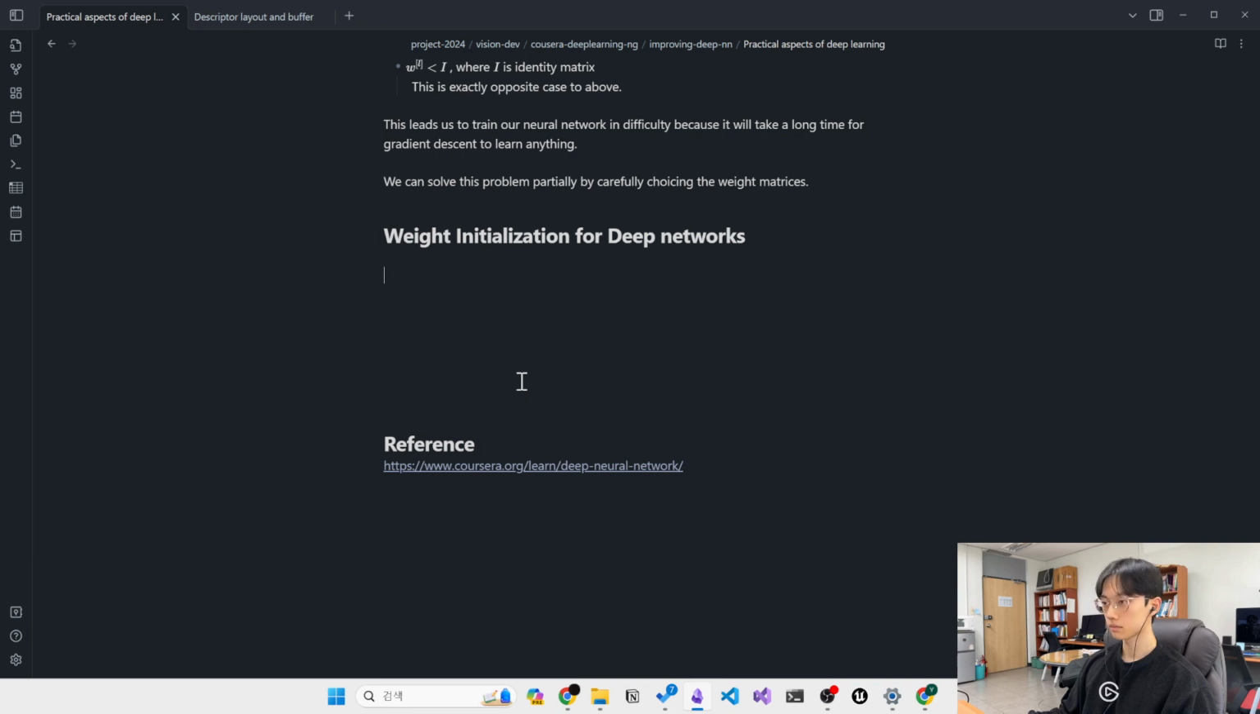So in order to make z not blow up and not become too small, you notice that the larger n is, the smaller you want wi to be, right? Because z is a sum of wi xi. And so if you're adding up a lot of these terms, you want each of these terms to be smaller. One reasonable thing to do would be to set the variance of w to be equal to 1 over n, where n is the number of input features that's going into a neuron.